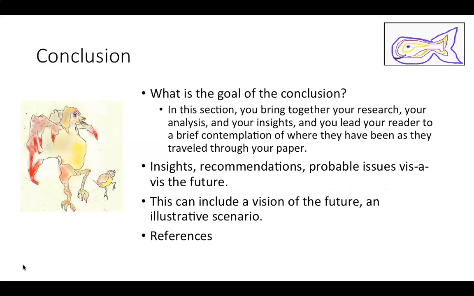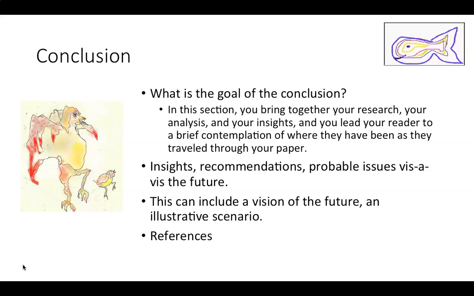So finally, in your conclusion, what is the goal of your conclusion? If it is to look at the various reasons for mayoral decisions in controlling COVID-19, you could say, okay, the goal of this is to find an ideal way to effect policy that is in absolutely uncharted territory. What can leaders do? And discuss how to do that. And then insights, recommendations, probable issues vis-a-vis the future.